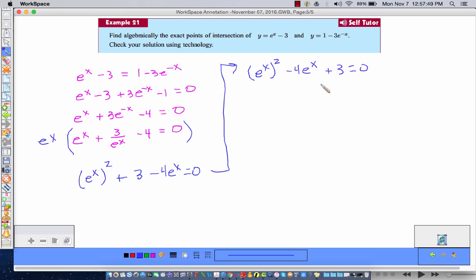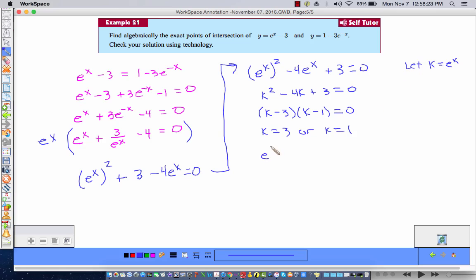And if you have trouble factoring these with the e to the x, then just off to the side somewhere, do something like, okay, let k equal e to the x, and then we'll substitute it back in. Then I just have k squared minus 4k plus 3 equals 0. So I can factor that. k minus 3 times k minus 1 equals 0. So then k would equal 3, or k would equal 1.